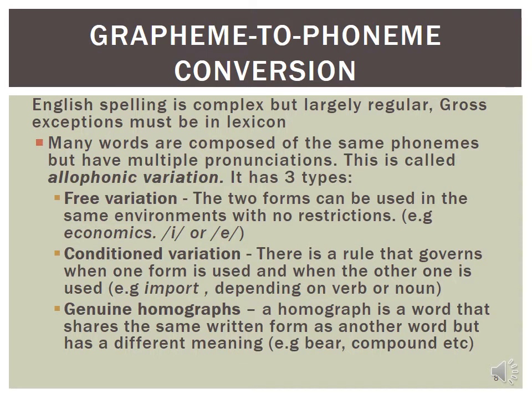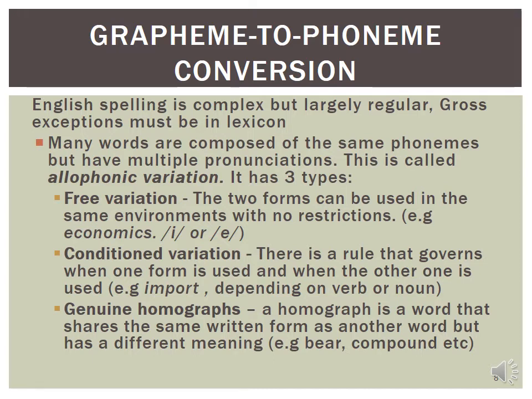It manifests itself in three types. Okay. The first type is what we call free variation. Free variation means that the two forms of a phoneme can be used in the same environment without any restriction. For example, the word economics, typically, many people pronounce it one way, but other people may pronounce it another way, depending on where they come from, the country, how they learned the English. Even within the same country like Uganda, it depends which school you went to. Some people call it one way, other people call it the other.